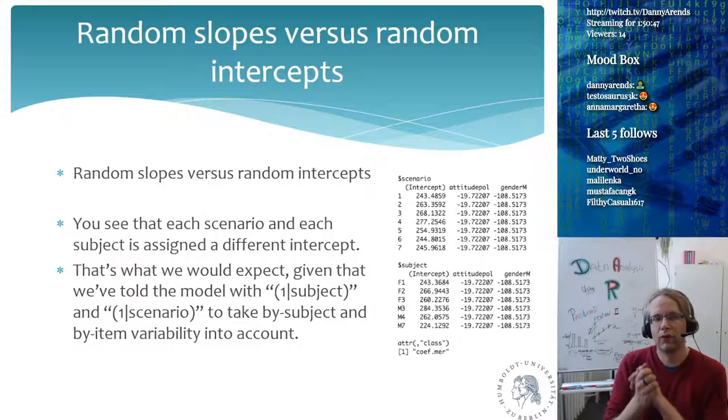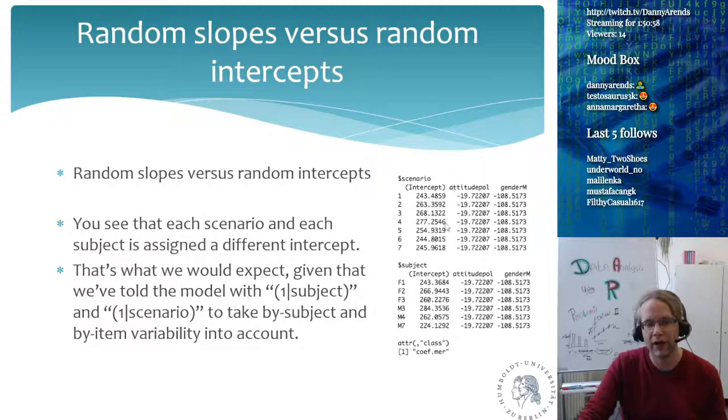All right, so random slopes versus random intercepts. You see that each scenario and each subject is assigned a different intercept. If we look at the model that we get, for each of the 7 different scenarios, every scenario has a different intercept. Every subject also has a different intercept. But we see that this 19.7, the influence on the politeness attitude, is always estimated as being minus 19.7. And the effect of being a male is always estimated to be lowering your voice by 108 hertz.